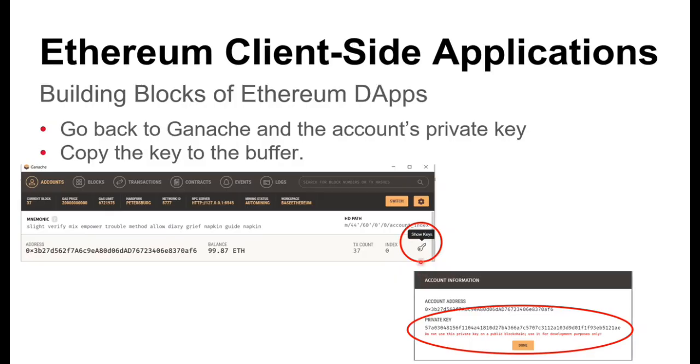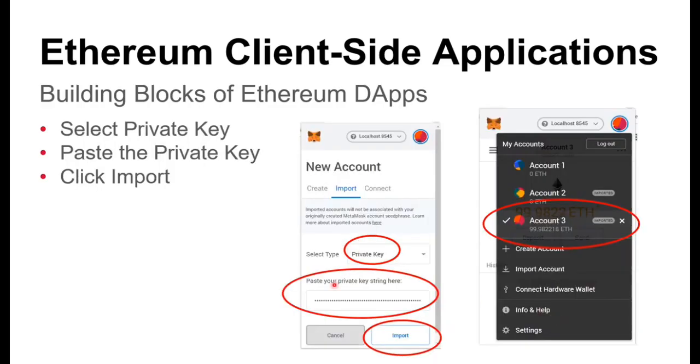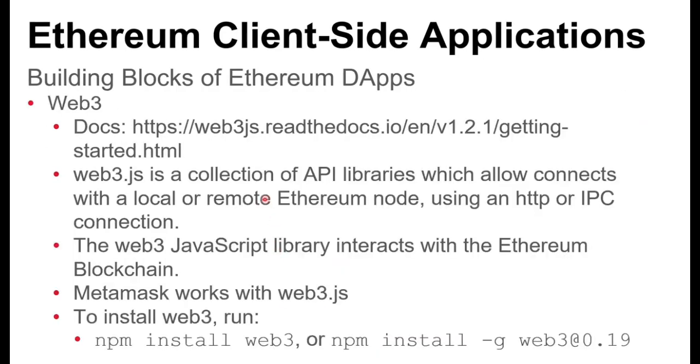One of the things we'll also have to do is get our private key. The way we get our private key in Ganache is we click on this key icon for the account that we're working with. You see our private key here. We can copy that to the buffer, and we can paste that in here to MetaMask as we're importing the account. So we'll need to select private key, paste in our private key, and then finally click import.